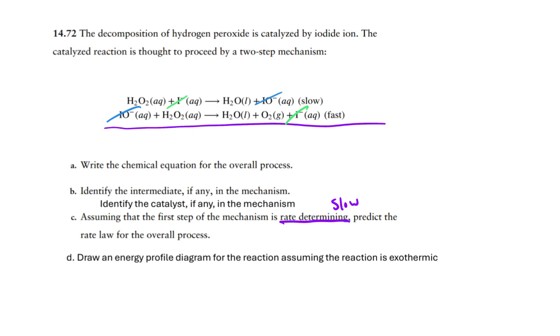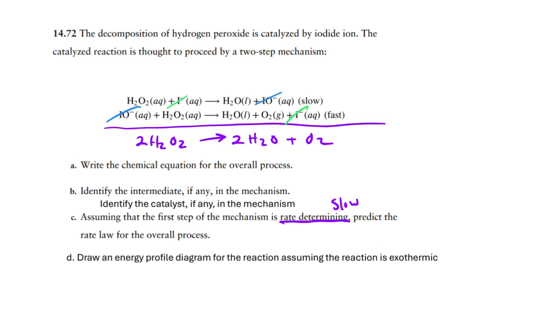And then when we add up the remaining reactants and products, we're going to have 2 H2O2 forming 2 H2O plus O2. And if you want to check your work, you can always make sure that you have the same number of hydrogen and oxygen on both sides of the arrow. Okay? So that's going to be our chemical equation for the overall process.